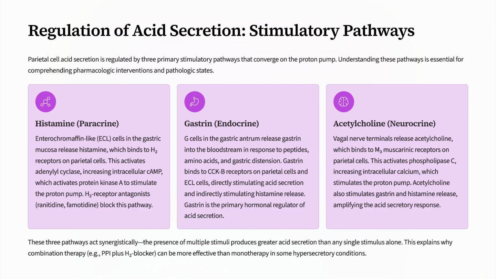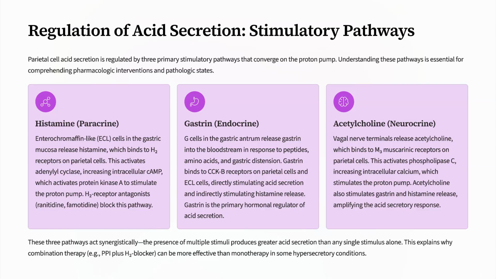Acid secretion by parietal cells is regulated through three primary pathways. Histamine acts through paracrine signaling from nearby enterochromaffin-like cells. Gastrin acts as an endocrine hormone released from G cells in response to food. Acetylcholine acts through neurocrine signaling from the vagus nerve. These three pathways converge on the parietal cell, and their combined effect is greater than the sum of their individual effects, demonstrating synergistic regulation.